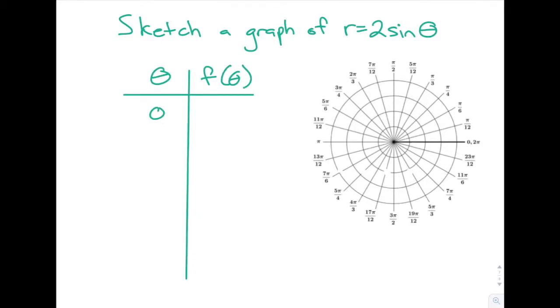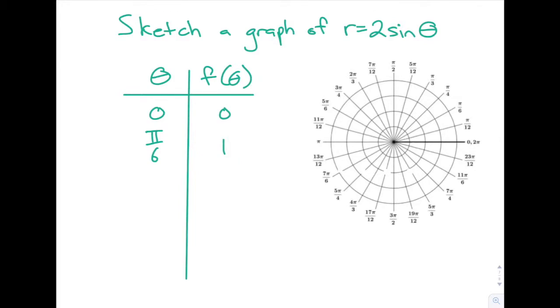So if we plug in 0, what do we get out? We get 2 times sine of 0, which is 0. So 2 times 0 is 0. What about if we plug in pi over 6? Pi over 6 plugged into f, we have 2 times sine of pi over 6. Sine of pi over 6 is a half. So 2 times a half is 1.